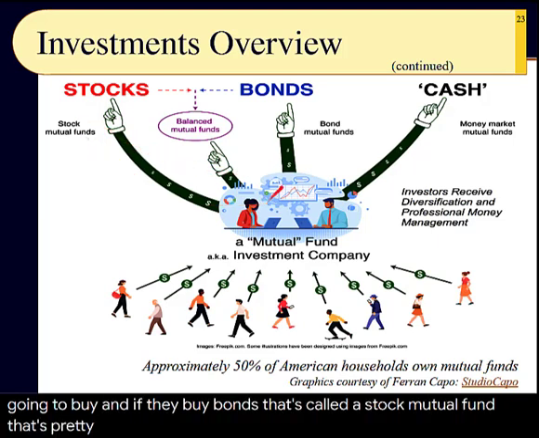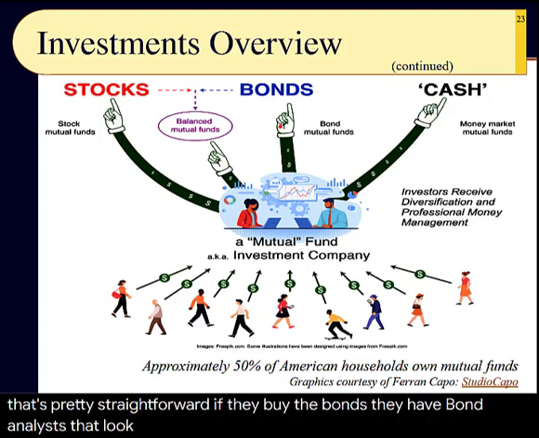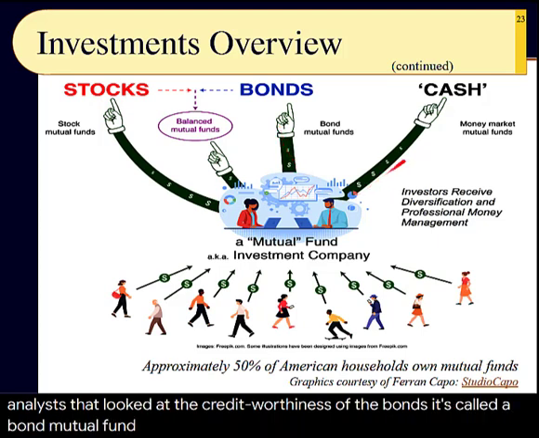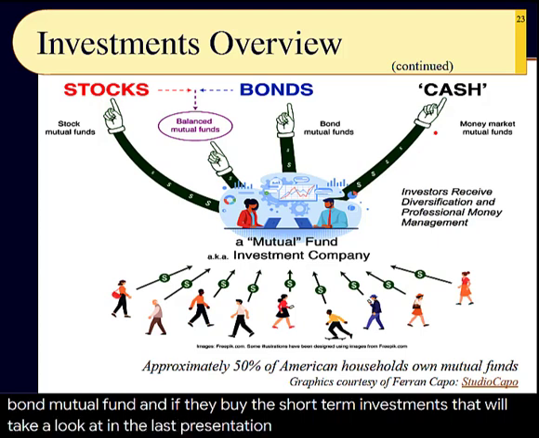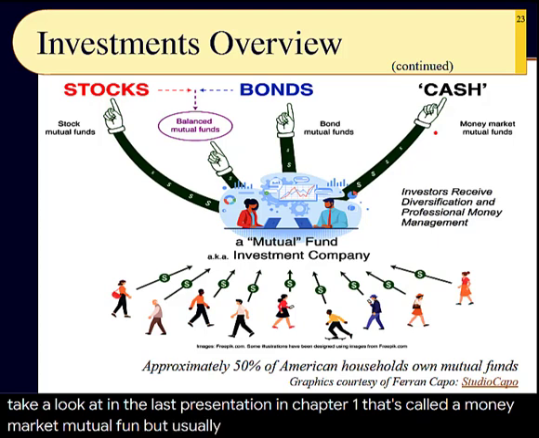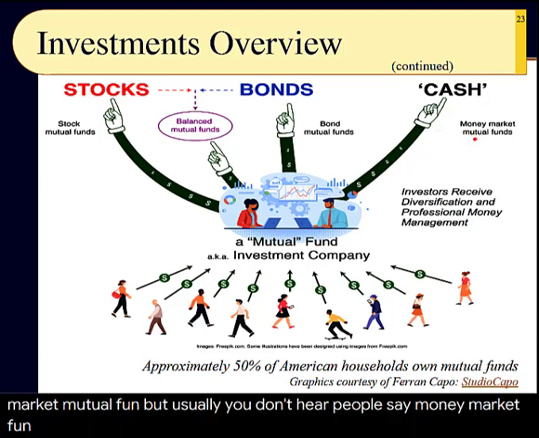That's pretty straightforward. If they buy the bonds, they have bond analysts that look at the creditworthiness of the bonds. It's called a bond mutual fund. And if they buy the short-term investments that we'll take a look at in the last presentation in chapter 1, that's called a money market mutual fund. But usually you don't hear people say money market mutual fund. They just say money market.